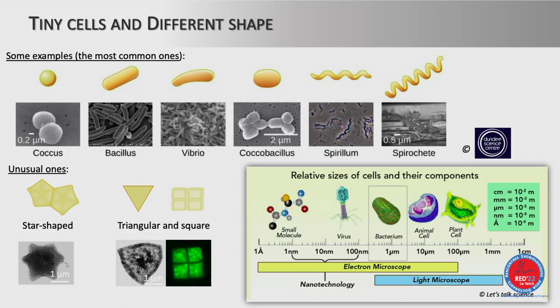If you wonder what a microbe looks like, under the microscope you can find different shapes. Basically you have coccus, bacillus, vibrio, coccobacillus, spirillum, spirochete. And sometimes you can find unusual shapes like star shape and also triangular or square shaped cells. They have different morphologies, and they can aggregate together or form long chains or grafts. So here is again the size of bacteria. You see that they're really tiny, and so you need a microscope to see them.